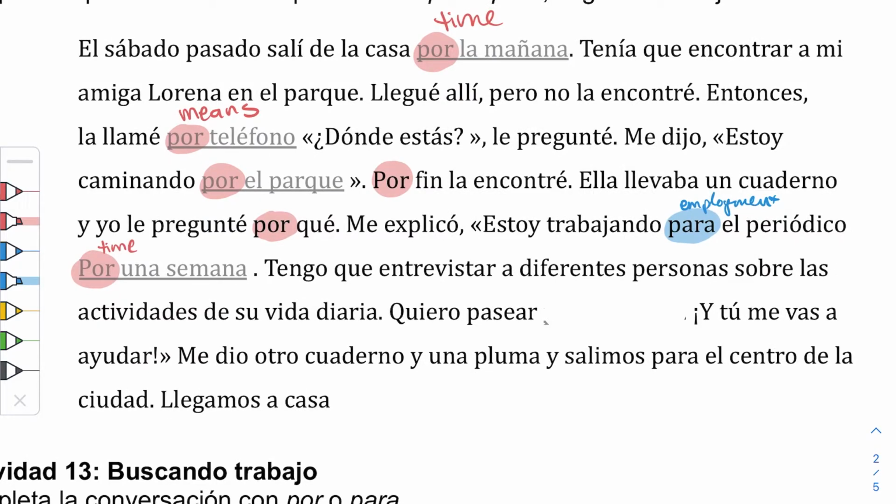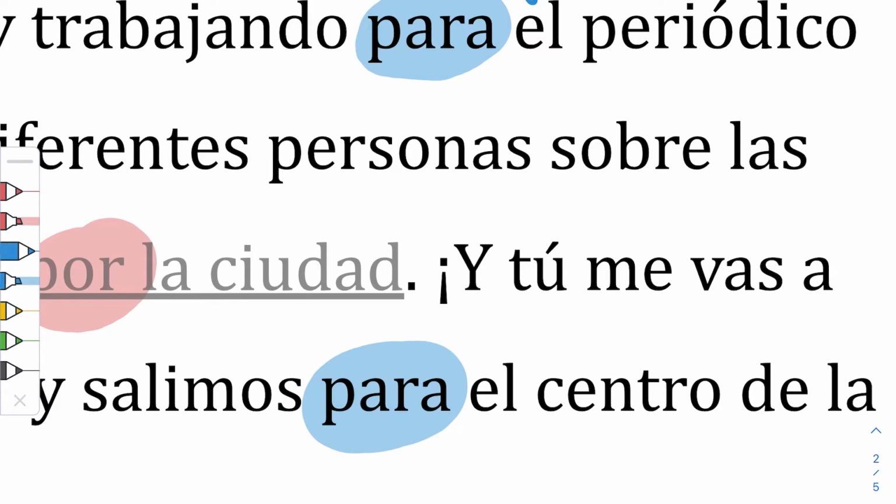Tengo que entrevistar a diferentes personas sobre las actividades en su vida diaria. Quiero pasear por la ciudad. Again, we've got another place, direction kind of deal. And that's a por. Y tú me vas a ayudar. Me dio otro cuaderno y una pluma y salimos para el centro. Para, we're going towards that place.